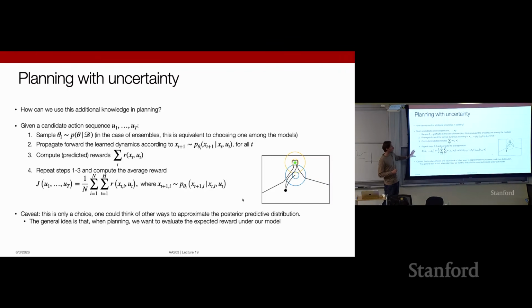And so this could be one instantiation of this idea of: let's use whatever favorite way to estimate the posterior distribution over parameters of our model, and then use this to meaningfully represent expectation under this uncertainty. Just to repeat myself, this is only a choice, but it's one instantiation of this more general idea. That is, whenever we want to plan through a learned model, we might be interested in evaluating the expected reward under the learned model.